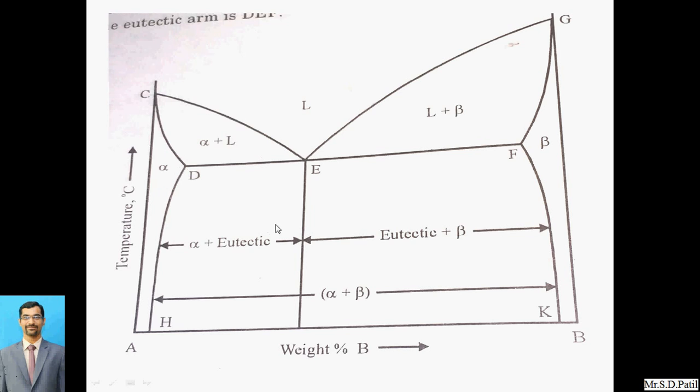Similarly, what will beta be? Beta is the solid solution of A in B, because this will be the B phase. So it is whatever amount of metal A is there in B. Don't confuse the beta and B terms. B is the metal, and beta is the solid solution of A in B.